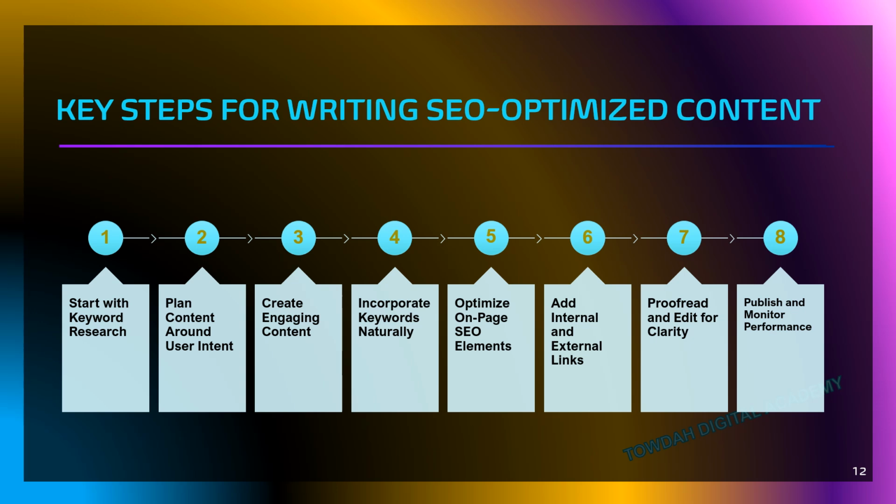So in summarizing, what are the key steps for writing SEO optimized content? You start with keyword research, you plan your content around the user intent, you create the engaging content, you incorporate keywords naturally, you optimize on-page SEO elements, you add internal and external links, then you proofread and edit for clarity, and then you publish your document or your blog, and you monitor the performance.